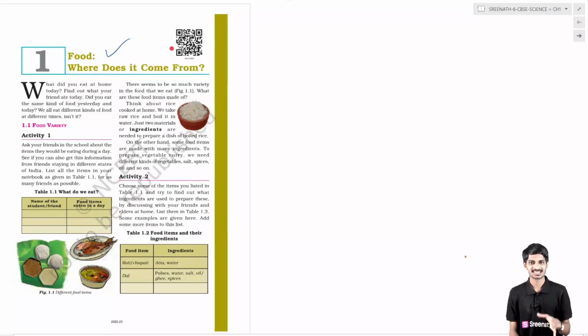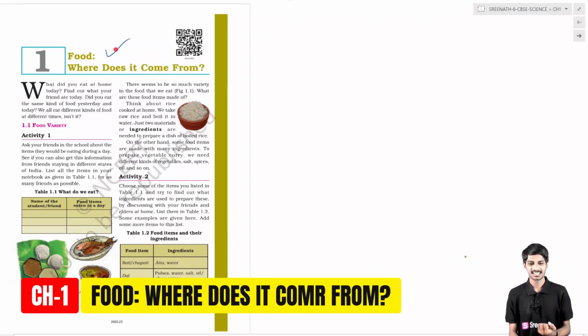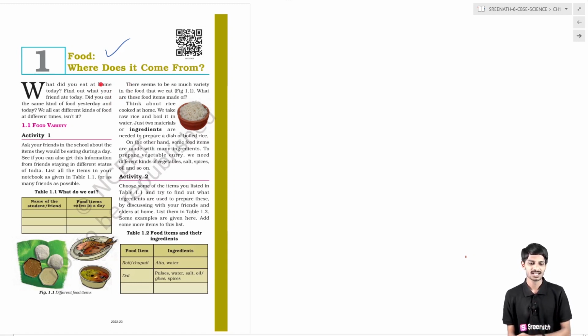Today we are going to discuss a new chapter, that is food. Where does it come from? It is from the CBSE syllabus, class 6 science subject. It is the first chapter in the science subject from the 6th class CBSE syllabus. Okay, that is food. Where does it come from? We know what food is, but where is it coming from? We are going to learn this chapter.